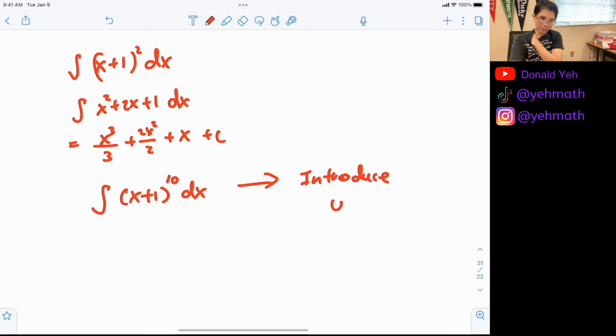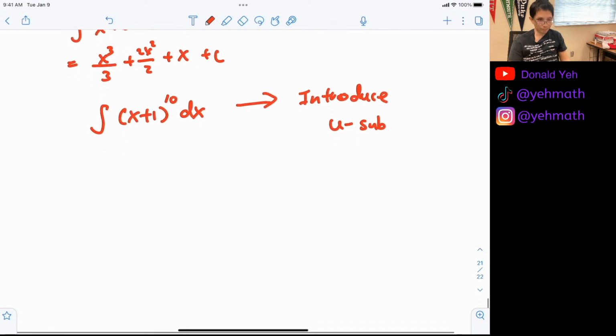The U-sub idea is very interesting because one thing you have to make sure of is that the expression is raised to something other than the first power. Then it's good to use U-substitution. Now, can this question use U-substitution? Yes. Is the answer going to be exactly the same? It's going to look different, but is it the same? Okay. So I'm going to show you how to do this.